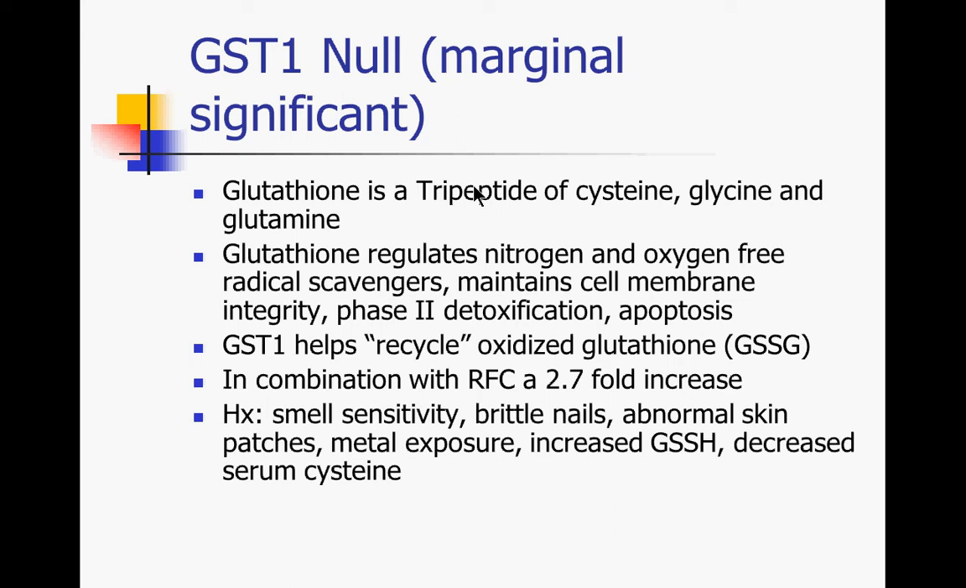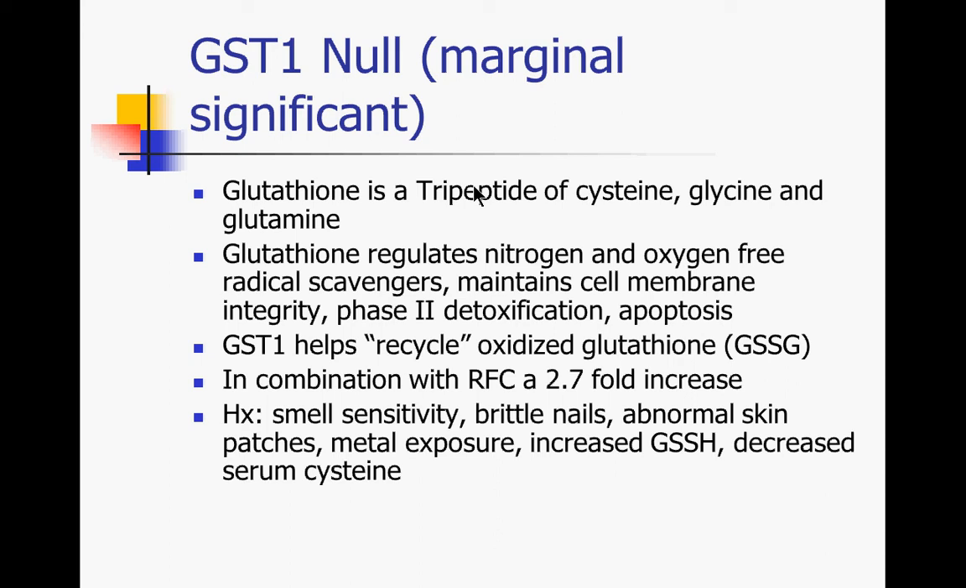A lot of the concepts of detoxification fall into this, and it helps us with apoptosis, meaning if a cell's abnormal, our body wants to kill it and get rid of it. Well, if it doesn't have glutathione, it's not going to kill it, and therefore that damaged cell reproduces on and on. That's the concept of cancer. So GST1 helps recycle used glutathione.